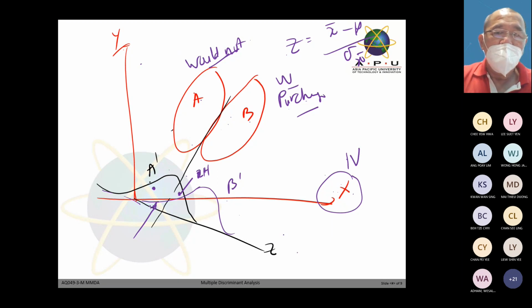Roughly, that's the idea. You will see some calculation later. Okay, any question so far? I mean for this diagram.